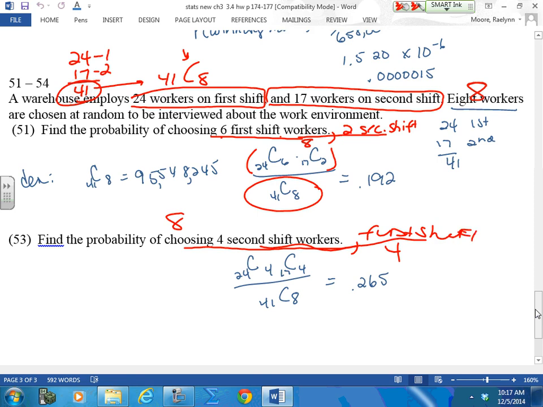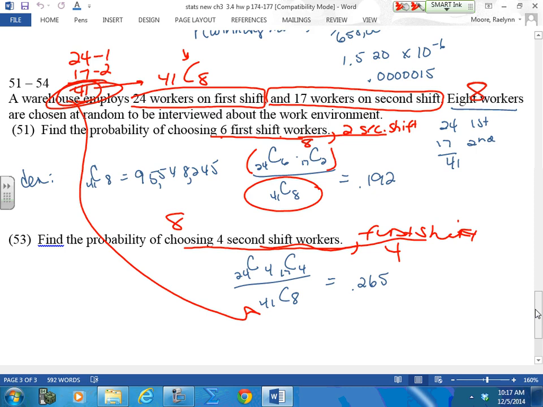Again, my denominator says any of the 4 from any of the 8 from my 41. So therefore, how many second shift do I have to choose from? 24. I want 4 of them. First shift, I need 4 more. 17C4. Because it's an and, you multiply.